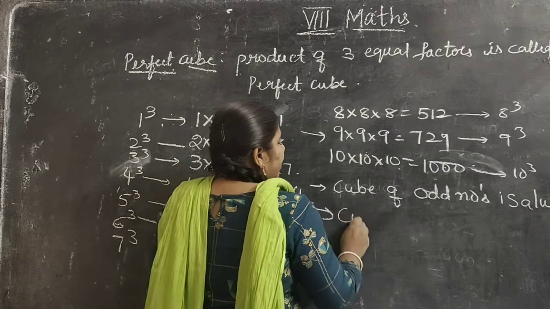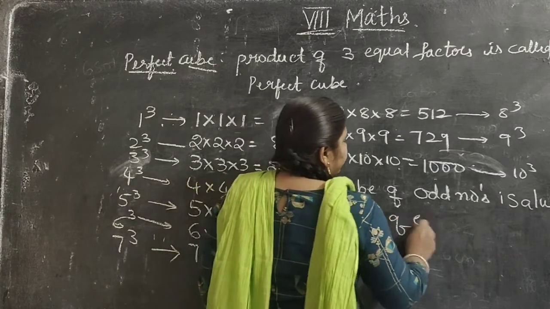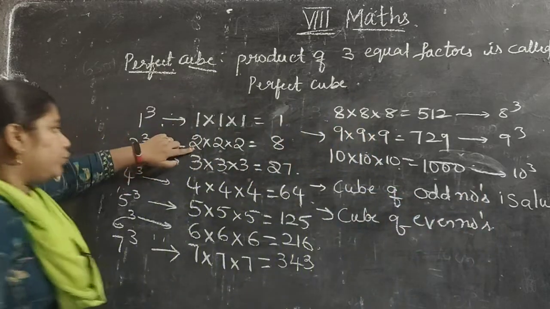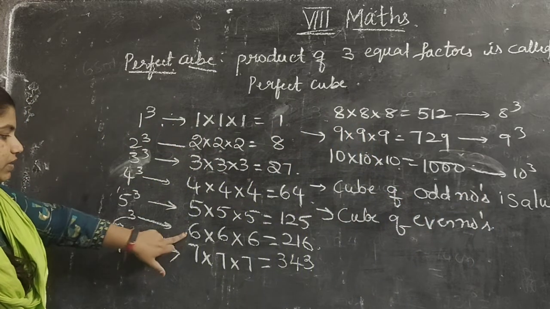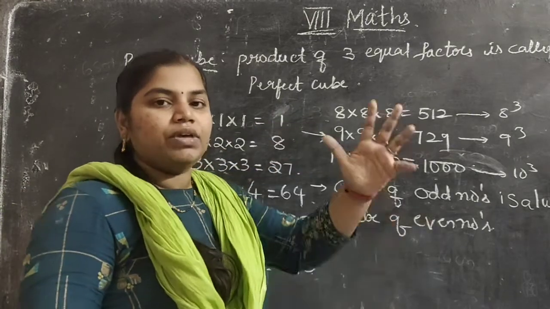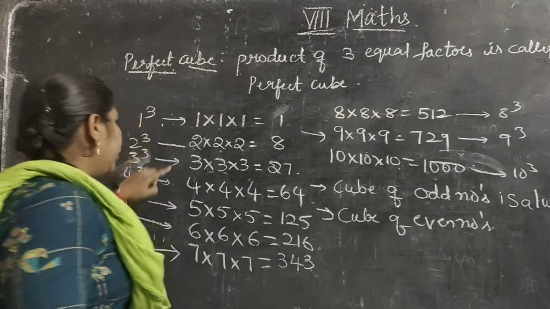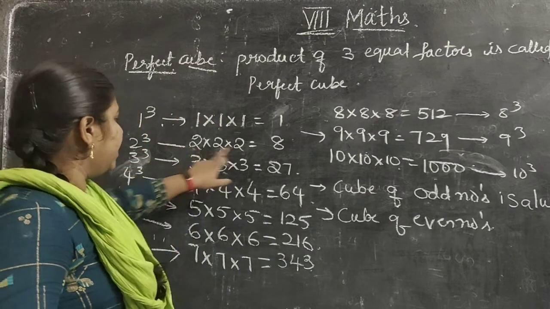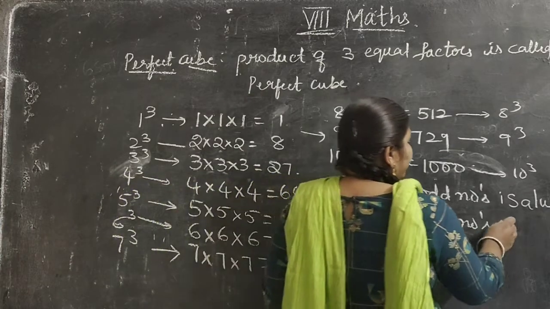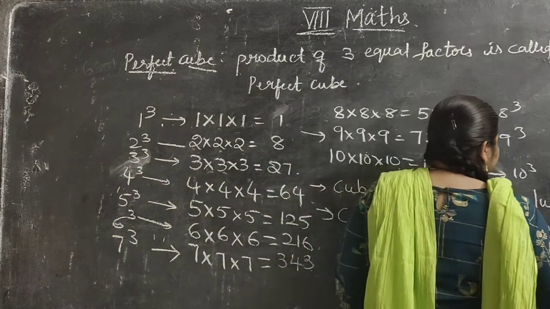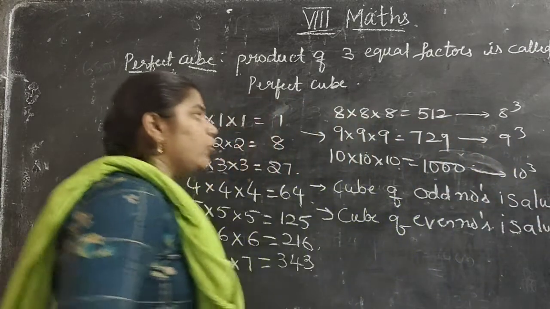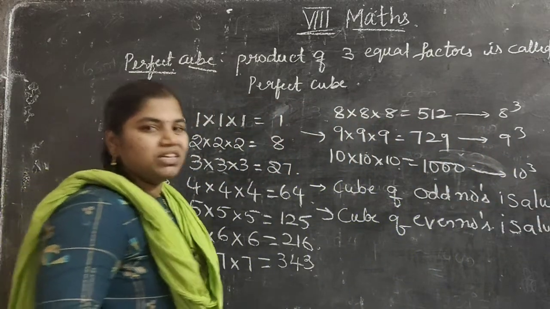In the same way, cube of even numbers. What are even numbers here? 2 is an even number, 4 is an even number, 6 is an even number, 8 is an even number, 10 is an even number, and so on. We have so many even numbers. So cube of even numbers, the answer will be an even number itself. So cube of an even number is always even. So cube of an odd number is odd and cube of an even number is even.